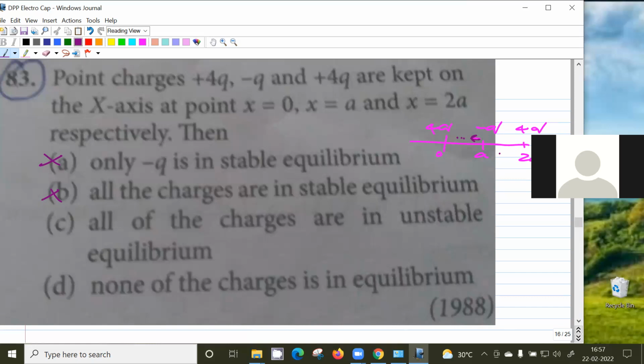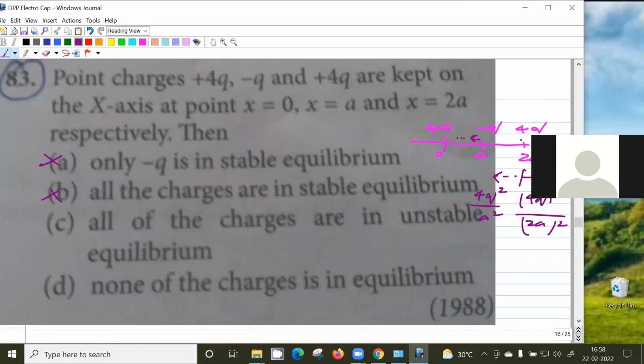None of the charges are in equilibrium. So this minus q is in equilibrium because it's equally attractive on both sides. But suppose we take this 4q. The force acting on this 4q by this repulsive force is 4q square by the distance square, that is 2e square, and this attractive force is 4q square by the distance square, which is e square. So these two are equal. So 4q is in equilibrium, but whether it's stable or unstable, you have to find out.